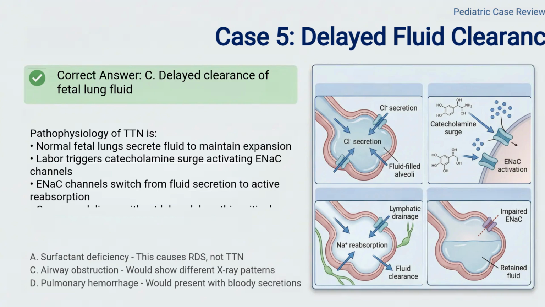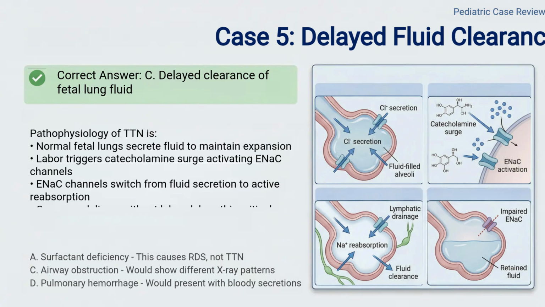During fetal life, the lungs actively secrete fluid to maintain expansion, driven by chloride secretion into the alveolar space. During labor, the catecholamine surge activates epithelial sodium channels, known as ENaC channels, which switch the epithelium from fluid secretion to active sodium reabsorption. Water follows sodium out of the alveoli, and residual fluid drains via lymphatic circulation.